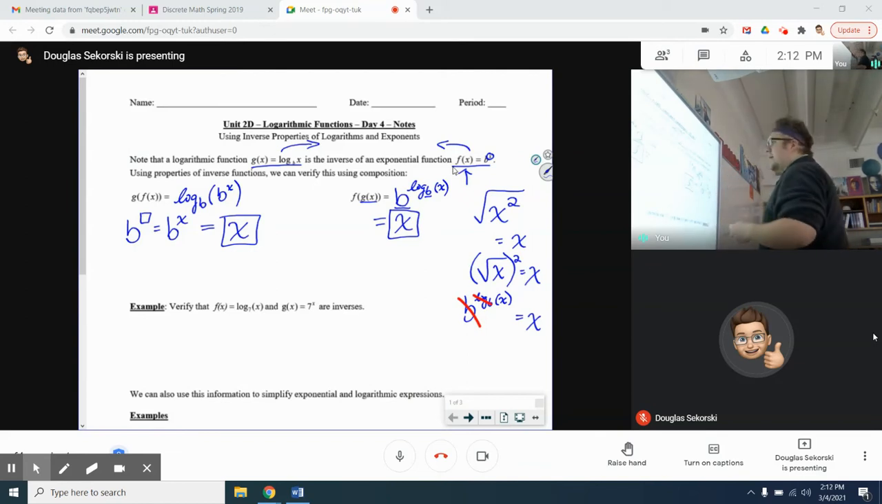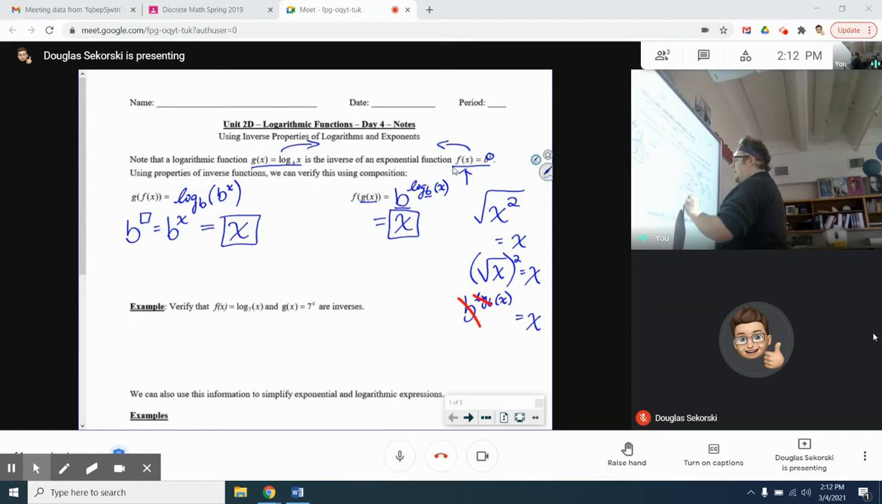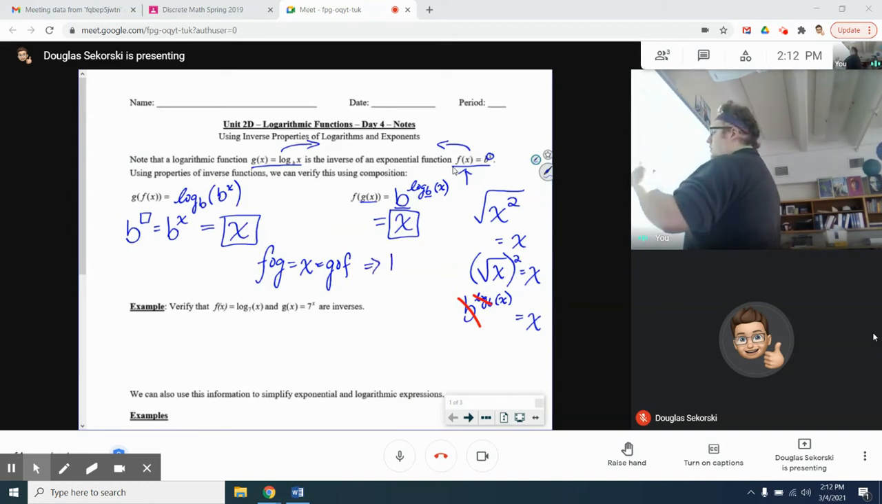So both of them ended up being x, so we can say f of g equals x, which also equals g of f. So they are inverses.